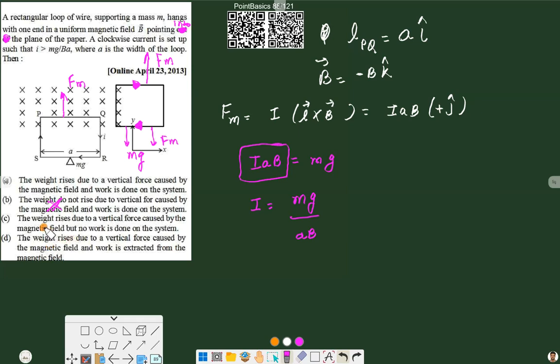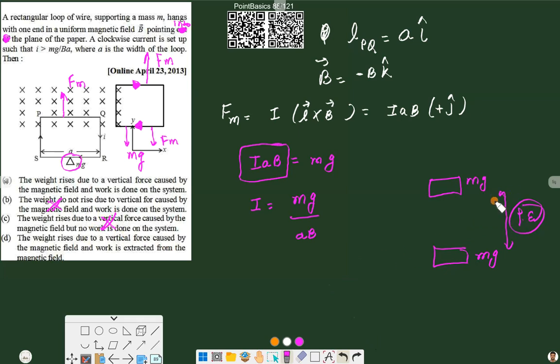Now in option C it is mentioned that the weight rises due to vertical force caused by the magnetic field, but no work is done on the system. Now it is mentioned that no work is done on the system, but we can see that this mass mg is going upward. Suppose this was the initial position of the mg, and now it has reached another position. So what has it gained? It has gained potential energy, and if it has gained potential energy, that energy has to come from somewhere. So work needs to be done. So there is work. So option C is cancelled.